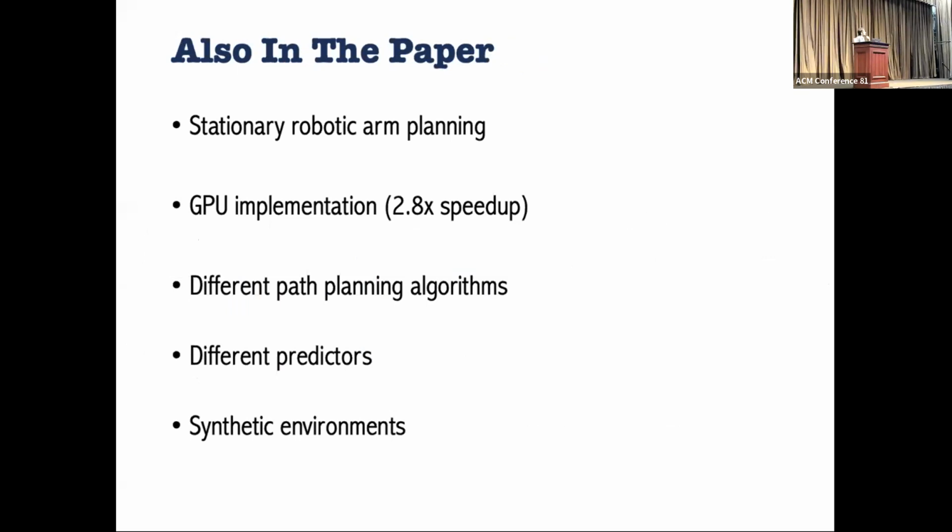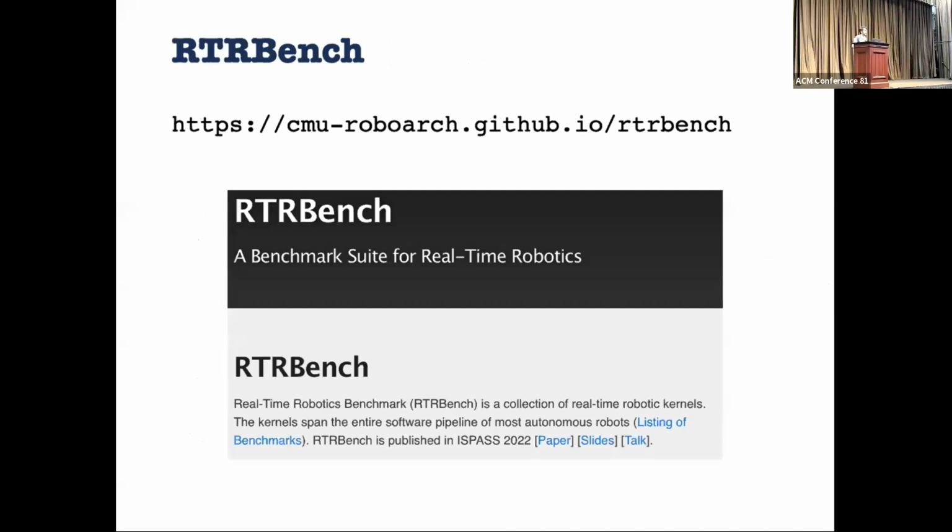We have evaluated our technique for stationary robotic arm planning. We have evaluated the total system on GPU. We have evaluated different path planning algorithms and much else. Finally, the workloads that we have developed for this project are already open source under a broader project named RTR-Bed, which is a benchmark suite for real-time robots. You can access it using this link.